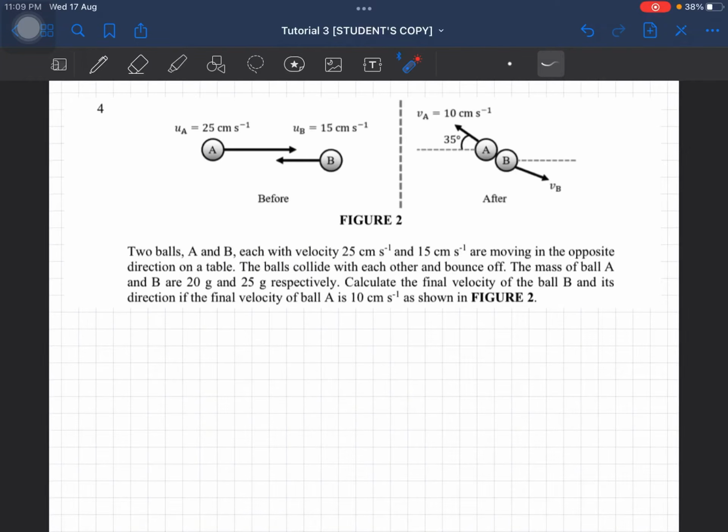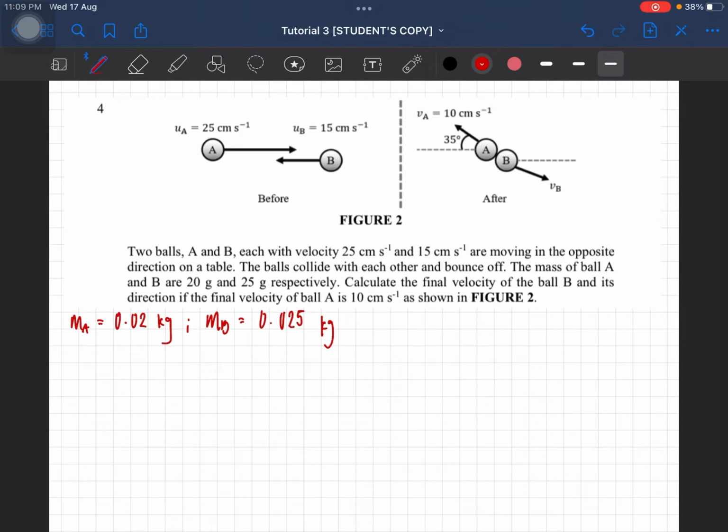Question number 4. There are two balls, A and B, with velocities of 25 centimeter per second and 15 centimeter per second. They are moving in the opposite direction on the table, so the balls collide with each other and bounce off. The mass of ball A is 20 gram, that is 0.02 kilogram, and the mass of ball B is 25 gram, that is 0.025 kilogram.